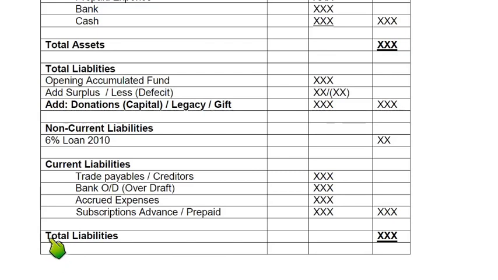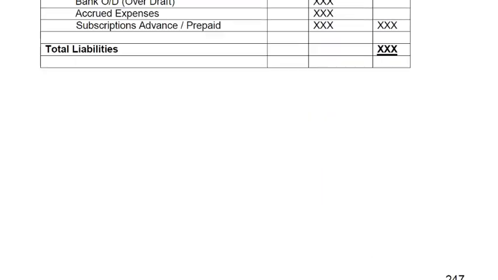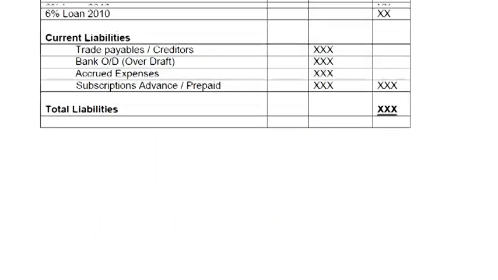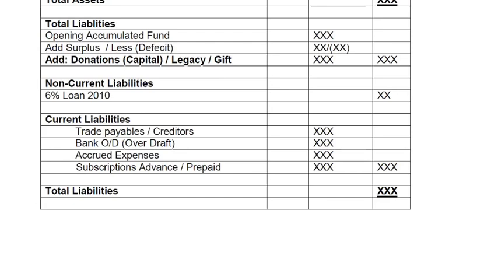So instead of writing total capital and liability, we will write the label total liability. Again, labeling of this is important. Total assets need to match total liability, and if they match, you can be sure that your answer is correct. I hope, students, I was able to tell you the differences between a not-for-profit organization and a commercial organization.